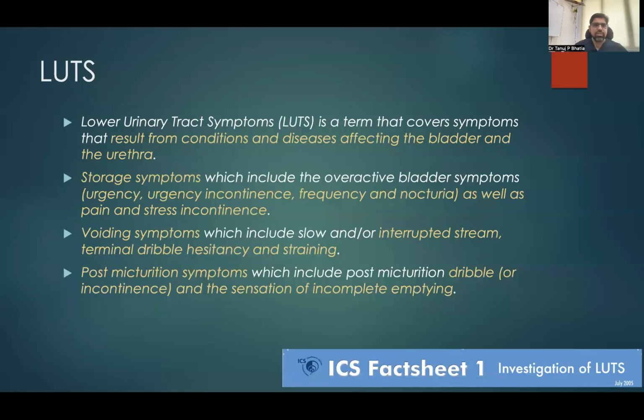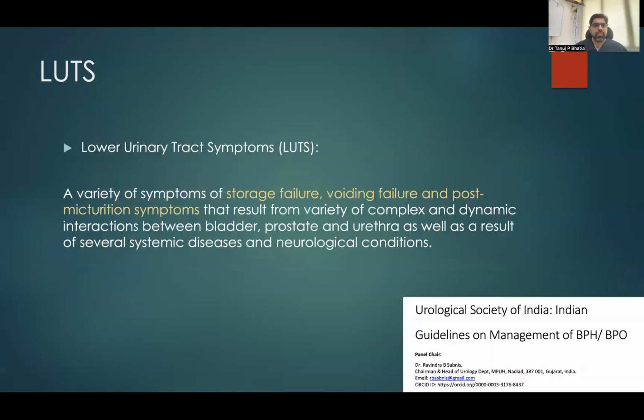So we know that LUTS is a term that covers symptoms that result from conditions and diseases affecting the bladder and the urethra. These can be storage symptoms like urgency, urge incontinence, frequency, and nocturia, or voiding symptoms like interrupted stream, terminal dribble, hesitancy, and straining. And they can also be post-micturition symptoms like dribbling or incontinence and sensation of incomplete voiding.